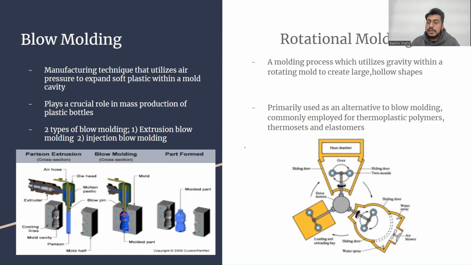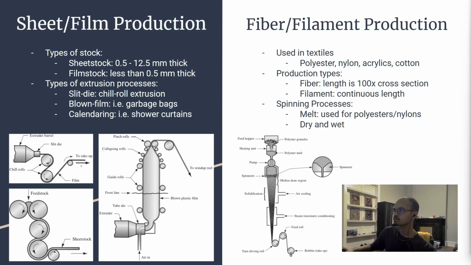utilizes gravity with a rotating mold to create large hollow shapes, also known as rotomolding. It is an alternative to blow molding and is commonly employed for thermoplastics, polymers, thermosets, and elastomers. The processes included in rotational molding are polymer loading, heating and rotation, cooling and solidification, and extraction.